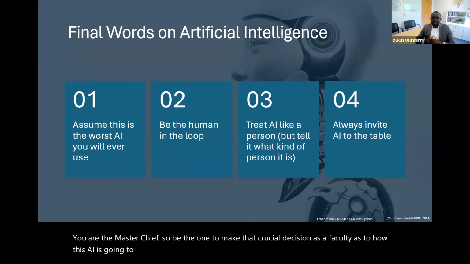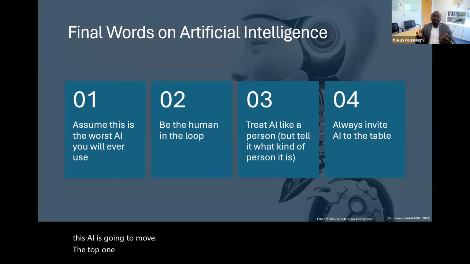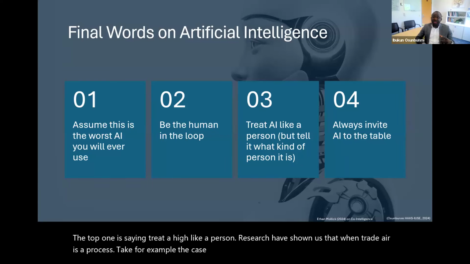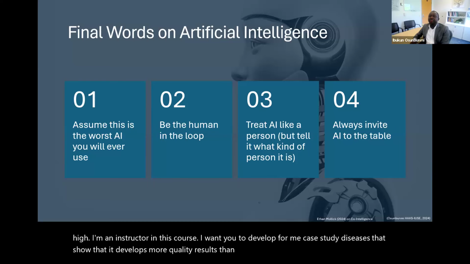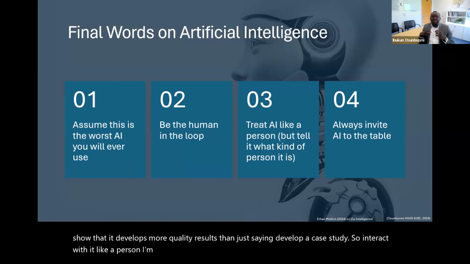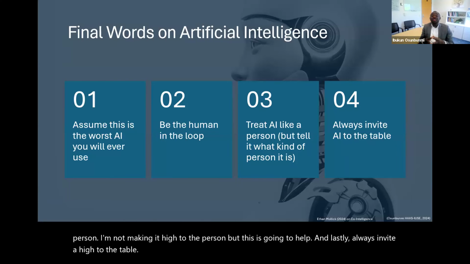The third one is to treat AI like a person. Research has shown us that when you treat AI as a person, take for example the case study we're talking about, if you tell AI, look, AI, I'm an instructor in this course, I want you to develop for me a case study in this, it has shown that it develops more quality results than just saying develop a case study. So interact with it like a person. I'm not making AI into the person, but this is going to help. And lastly, always invite AI to the table. Generative artificial intelligence has come to stay.